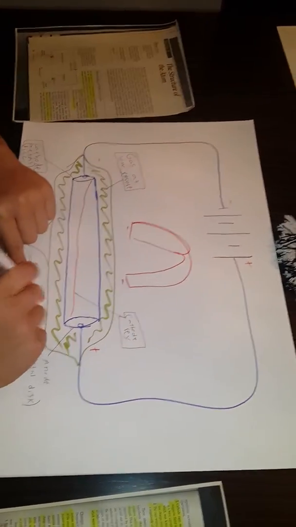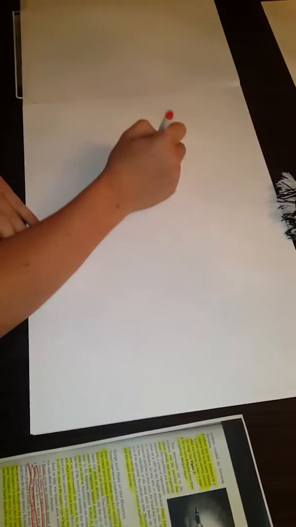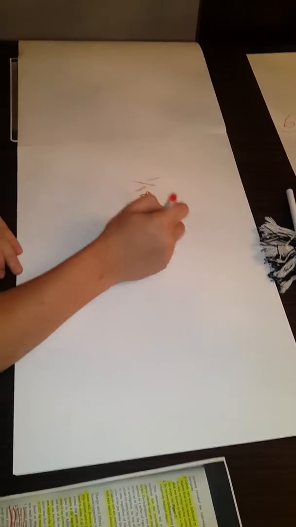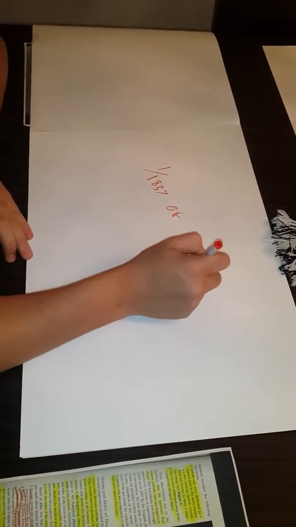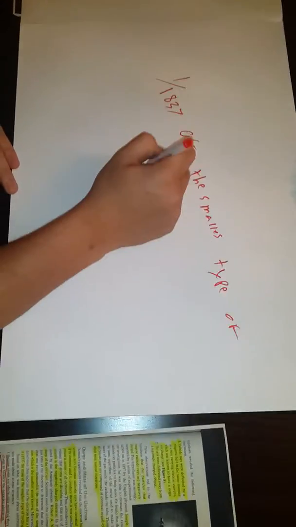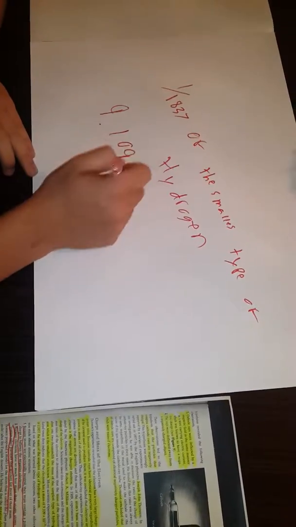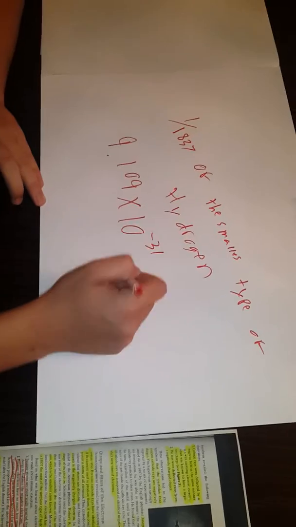Then another physicist, Robert A. Millikan, measured the charge of the electron to find out what mass an electron has, and he figured out that an electron has about 1/2000th, or 1/1837th, of the mass of the smallest type of hydrogen. Or the mass also is 9.109 times 10 to the negative 31 kilograms.